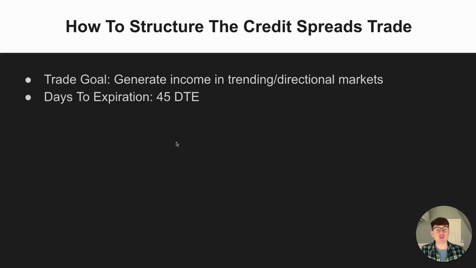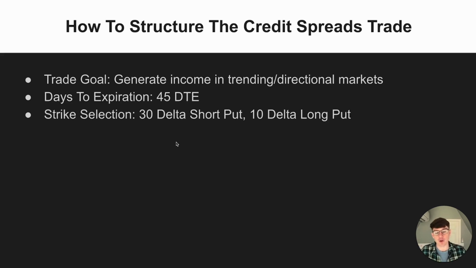And so here's best practices around a credit spread based on backtests done by Tasty Live. You can see here, days until expiration is 45 days. Then you go 45 days out into the future. Strike selection is how do we pick the options? We're going to sell the 30 delta put and we're going to buy the 10 delta long put. So we're going to sell 30 delta, buy 10 delta.